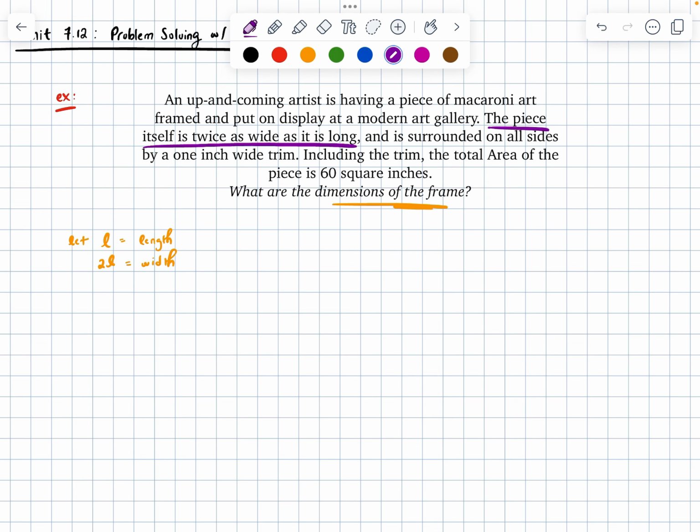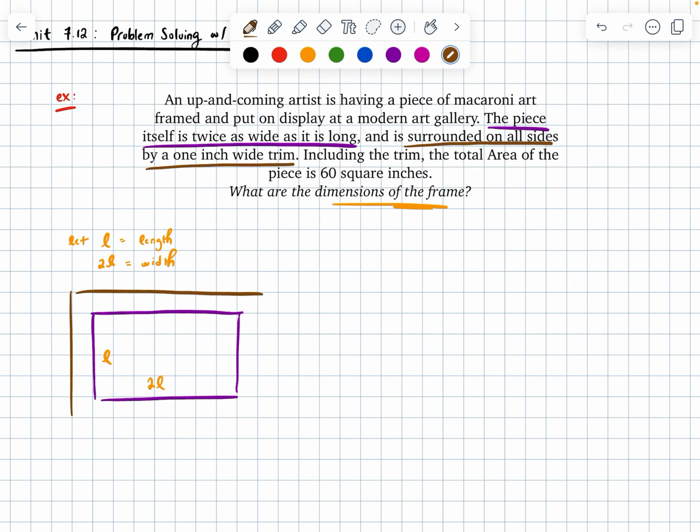Cool. Now I know that this macaroni art is probably going to be in the shape of a rectangle if I'm talking about length and width, so let me draw in some kind of rectangle here, and because I've gone through that work, I'll label the length and width as L and 2L. Now I also know that around this piece, all 4 sides, is a 1-inch wide trim. So let me now draw in my trim, and I know that on all 4 sides, all the way around, it's got a 1-inch border. So let me label that this trim has a width of 1 inch.